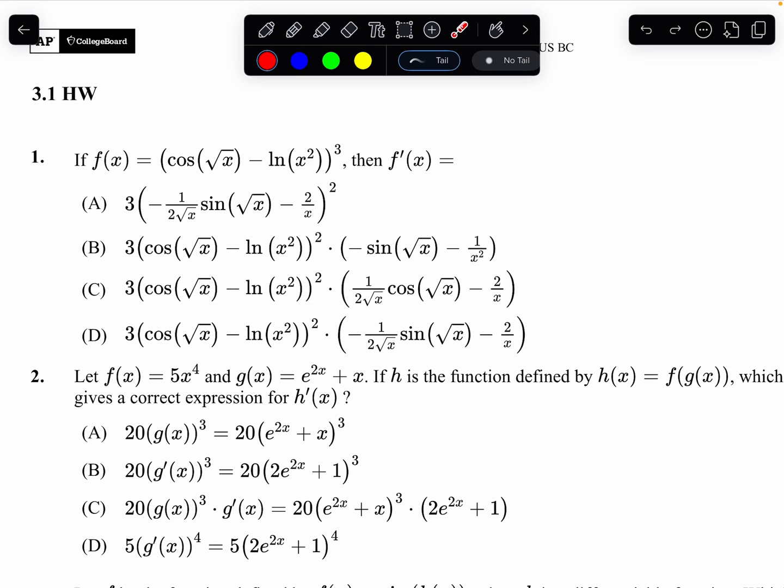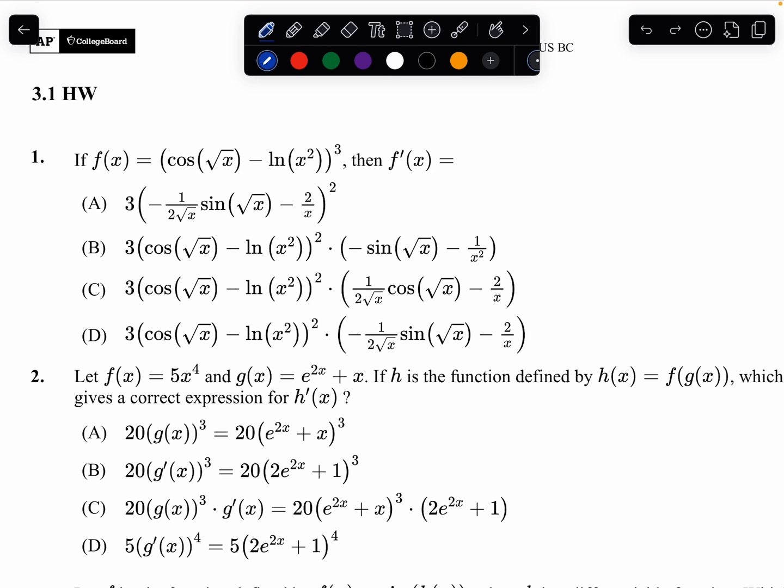So if f of x is equal to that right there, then f prime of x will be equal to, okay, now the chain rule, I see a couple of chains that are going to happen. So I see that we have the 3 out here, so that's going to require the derivative. Now when I work inside, when I take the derivative of cosine, that is going to require the chain rule. And then when I take the derivative of the natural log of x squared, that's going to require the chain rule. So a couple of chain rules happening here.